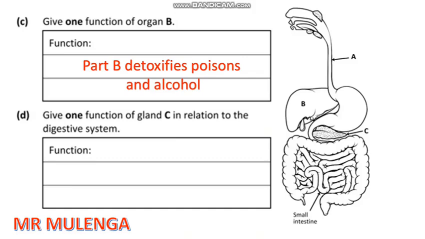By the body. Okay, so it has digestive enzymes such as pancreatic amylase, and this pancreatic amylase breaks down carbohydrates, which is the starch, into simple sugars like glucose. It also has the enzyme that we call pancreatic protease, which breaks down proteins into amino acids. Apart from that, the same gland C also has a digestive enzyme that we call pancreatic lipase, and this pancreatic lipase breaks down fats into fatty acids and glycerol.